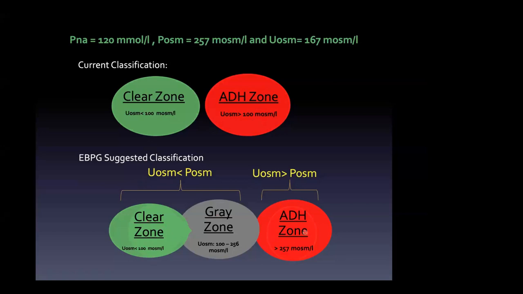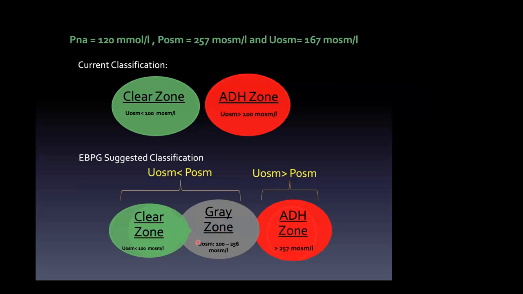But the Europeans are saying a definite ADH zone is one in which your urine osmolarity is greater than your plasma osmolarity. So if your sodium is 120 and your plasma osmolarity is 257, and your urine osmolarity is more than 257, then the Europeans are saying that you can guarantee that this is an ADH zone. So what happens when you get urine osmolarity between 100 and 257?